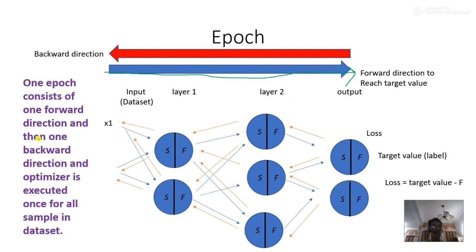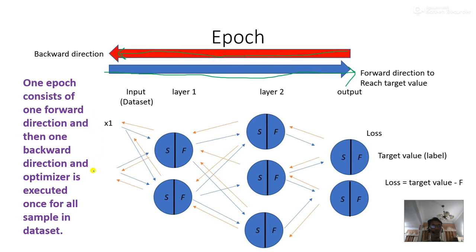Now, epoch. As I told you, one epoch consists of one forward direction and then a backward direction, where the optimizer is executed, for all samples in the dataset. So one forward, then move backward. When moving backward, you use the optimizer to change the value of weight and bias according to the learning rate, how much the increment and decrement of weight and bias is. And it happens to all samples in the dataset.